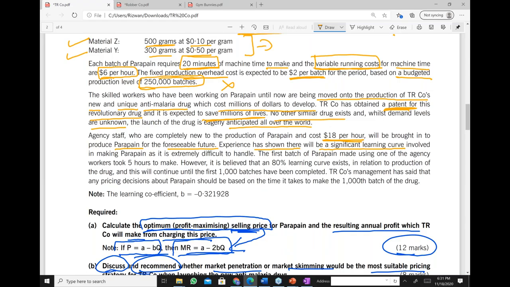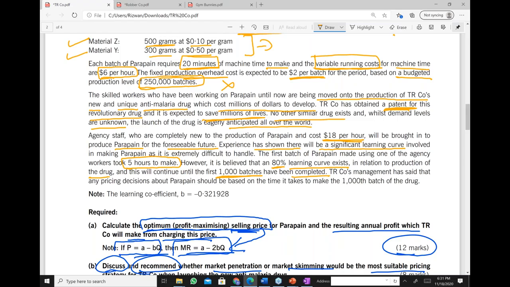Okay, let's move on. The first batch of paraffin made using one of the agency workers took 5 hours to make. That is the time for the first batch. However, it is believed that an 80% learning curve exists in relation to production of the drug, and this will continue until the first 1,000 batches have been completed.